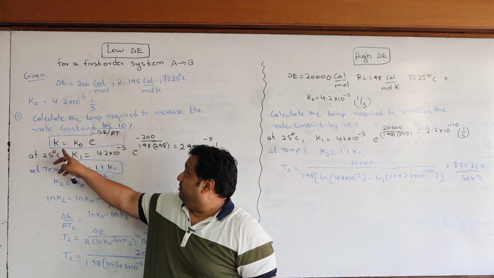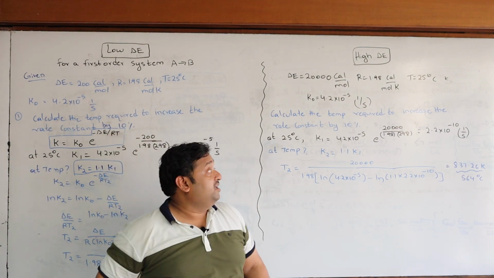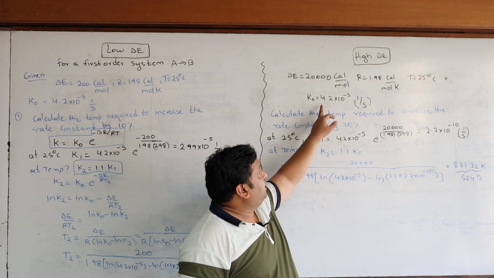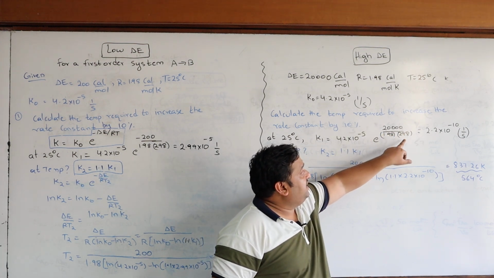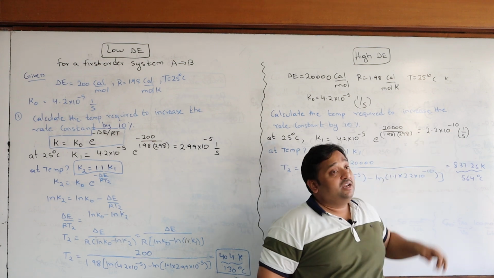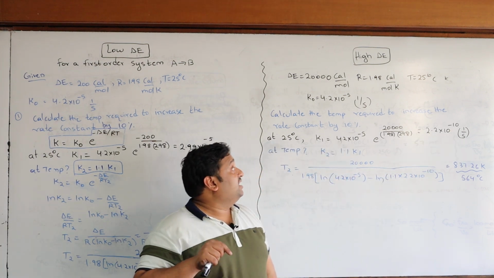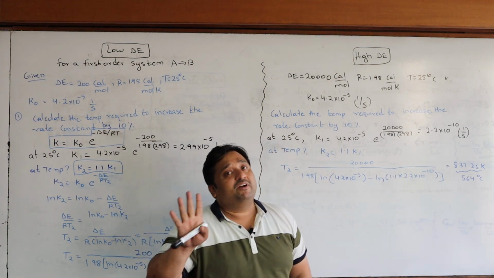K1 can be estimated by K0 into e power minus delta E by RT1. Given K0 is equal to 4.2 into 10 power minus 5, exponent of minus 20,000 divided by 1.98 into 298, for this you get the rate constant value as 2.2 into 10 power minus 10 per second. This is at 25 degrees centigrade.